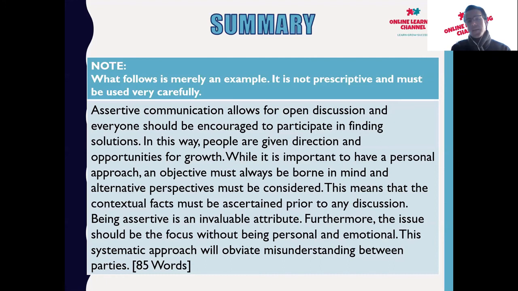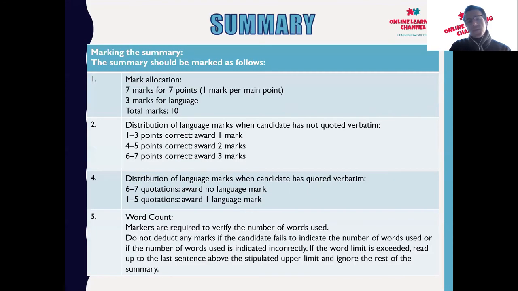And as indicated in the instructions, it did ask us to provide a word count, and in this particular case, we have no less than 85 words. Okay, so just a quick indication as to how exactly the examiner would mark this particular piece. So mark allocations, 7 marks for 7 points, 3 marks for language, which would total 10 marks.